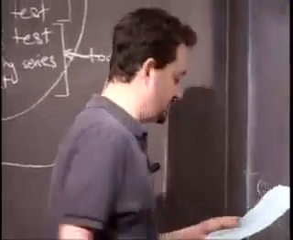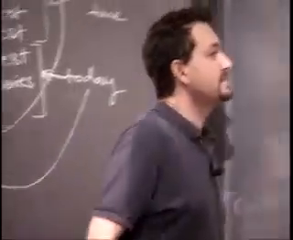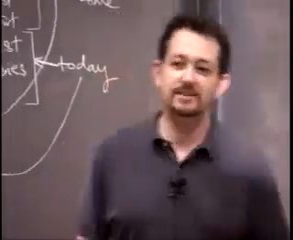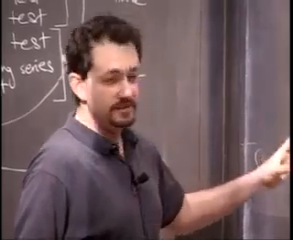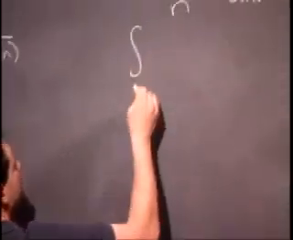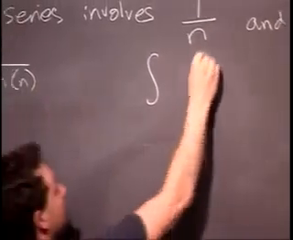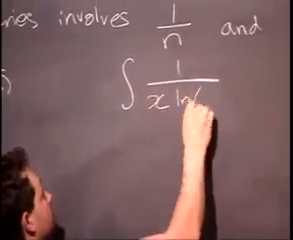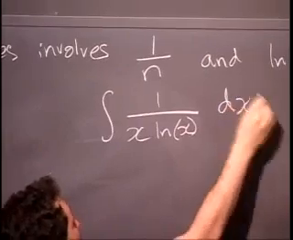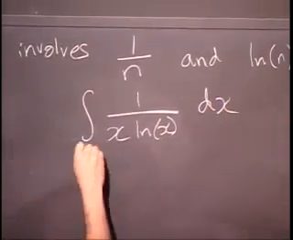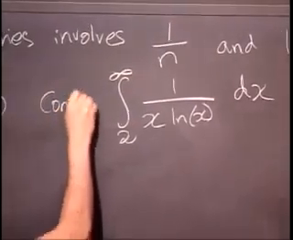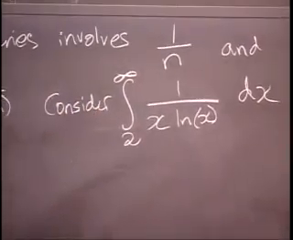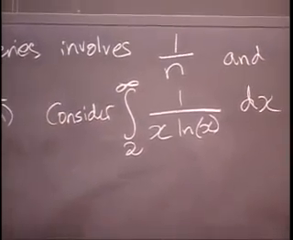Now, I'll tell you what the test is, and then I'll give you a bit of justification. It's a nice little test. What it says is, instead of a series, you can write down an integral. So you write down this integral. You just change the n to an x. And then you have to put a dx. And instead of summing from 2 to infinity, you integrate from 2 to infinity. So consider this integral. Okay, so you've transformed the problem to an integral.